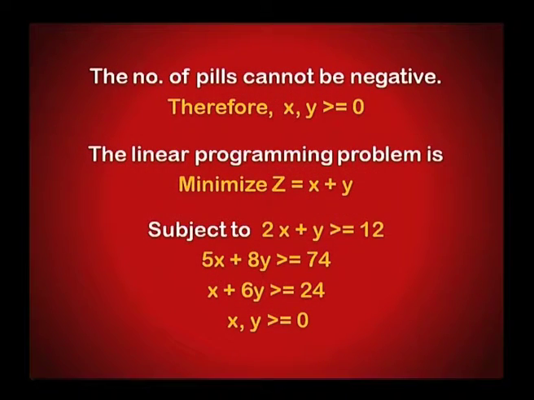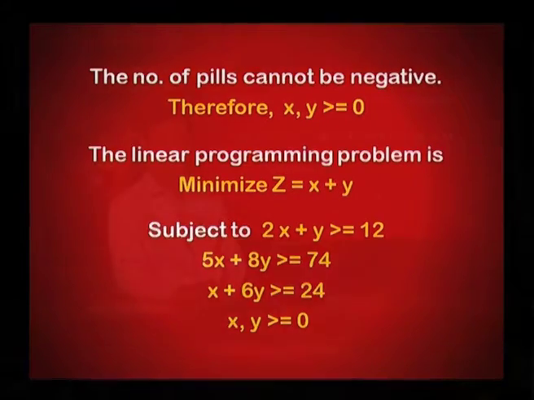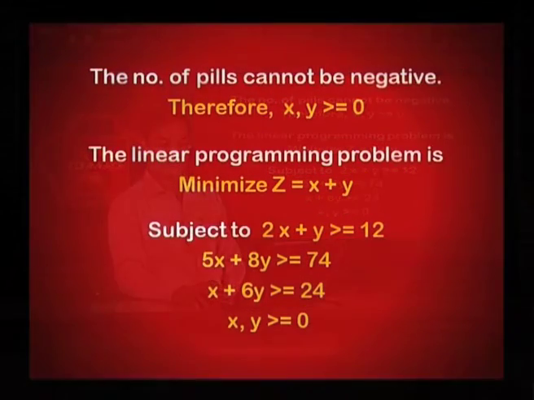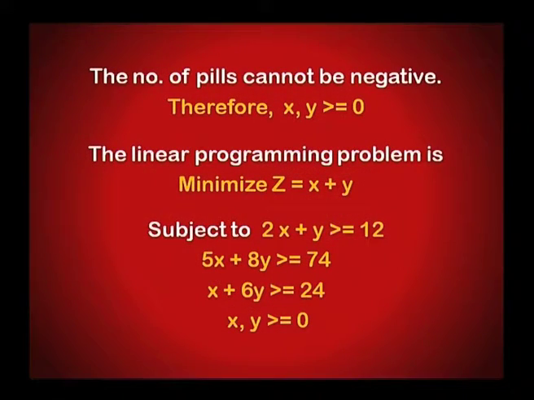On the basis of the above discussion, the linear programming problem is formulated as: minimize z equal to x plus y subject to the conditions 2x plus y greater than or equal to 12, 5x plus 8y greater than or equal to 74, x plus 6y greater than or equal to 24, and x and y greater than or equal to 0.